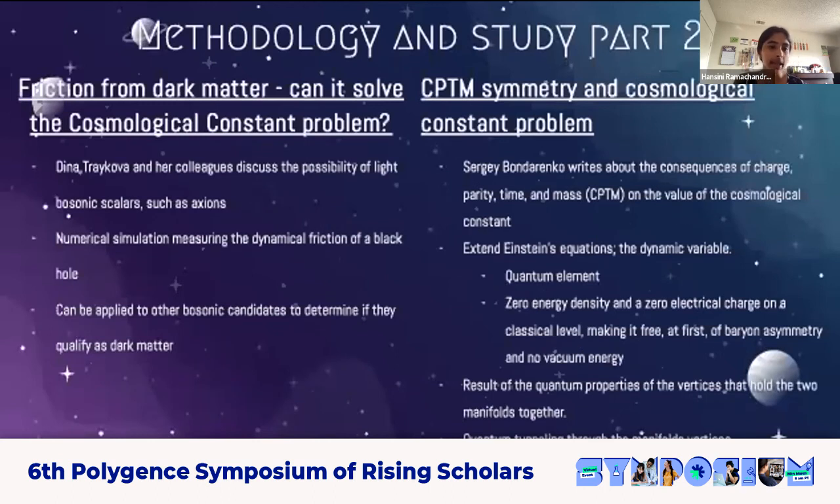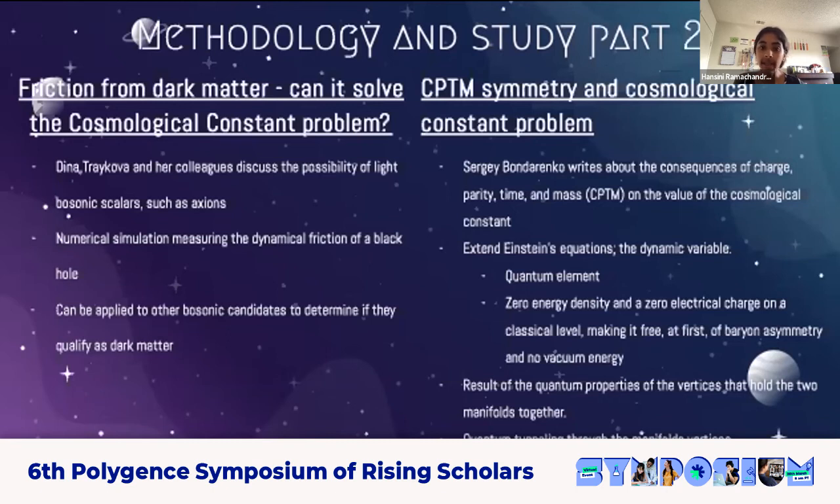The third concept I examined was friction from dark matter, and can it solve the constant problem? Dina Traykova and her colleagues discussed the possibility of light bosonic scalars, such as axions, to solve the cosmological problem in quantum chromodynamics. Axions are basically hypothetical elementary particles.